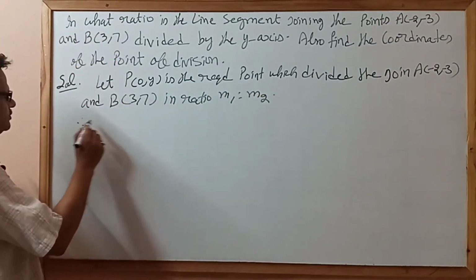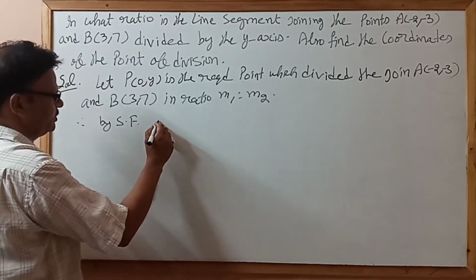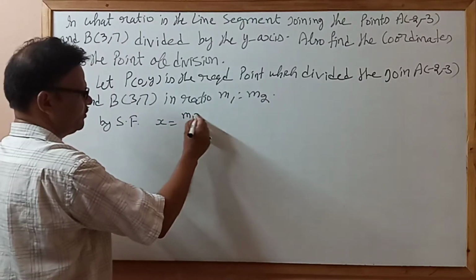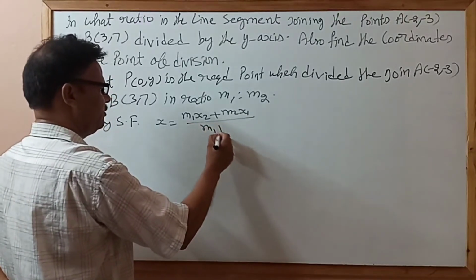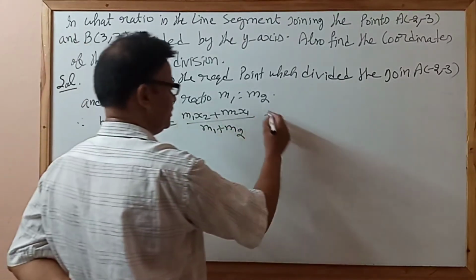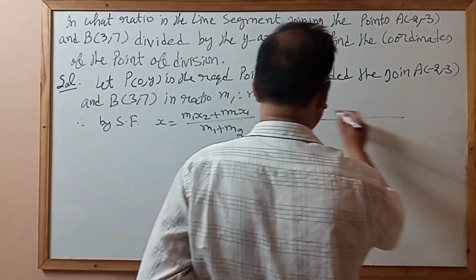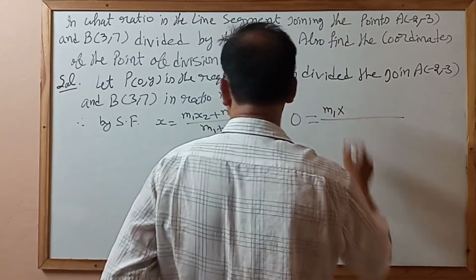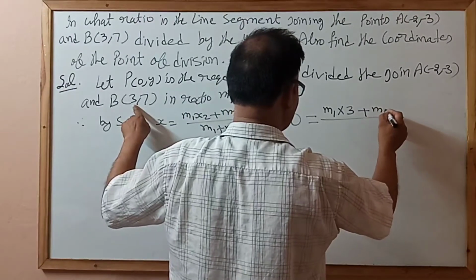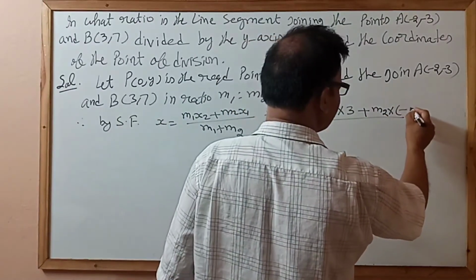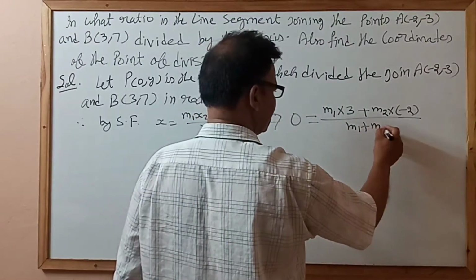So therefore by section formula, x is equal to (m1 x2 + m2 x1) over (m1 + m2). We get 0 is equal to m1 multiplied by x2, where x2 is 3, plus m2 multiplied by x1, which is minus 2, over m1 plus m2.